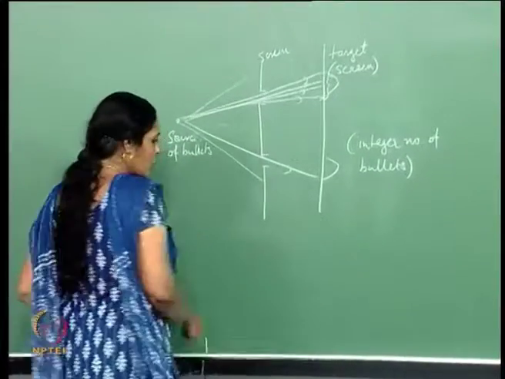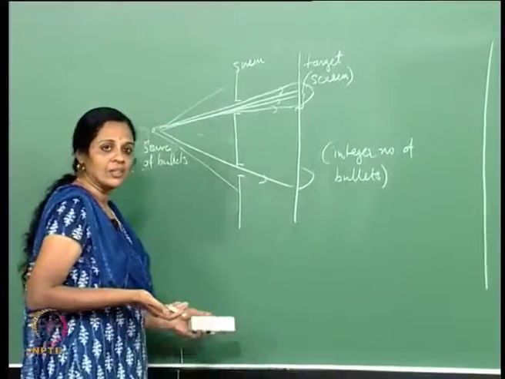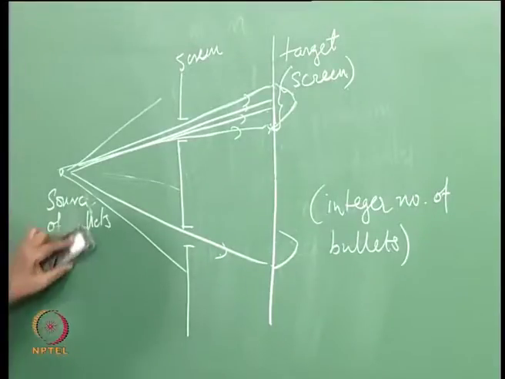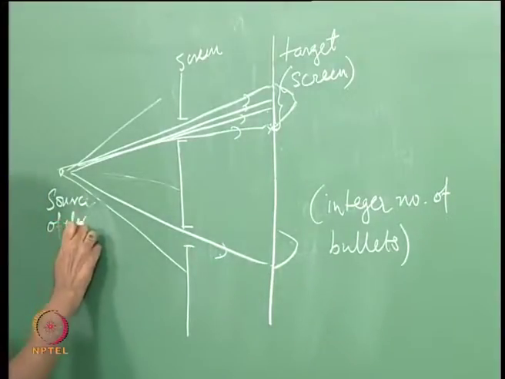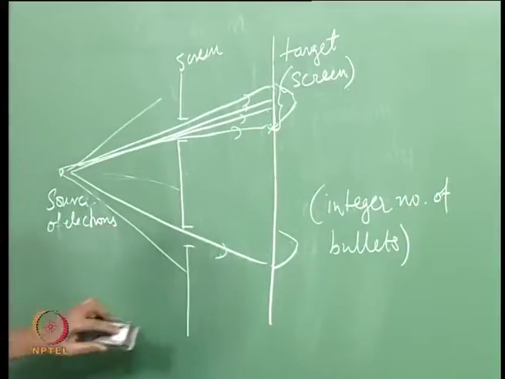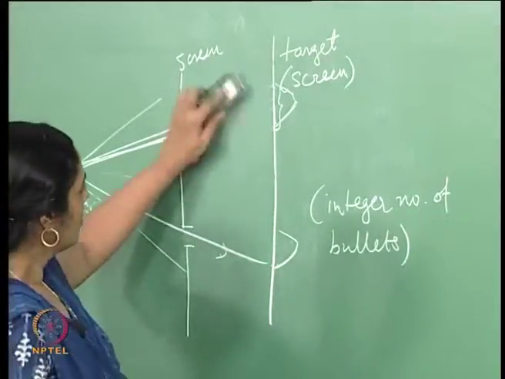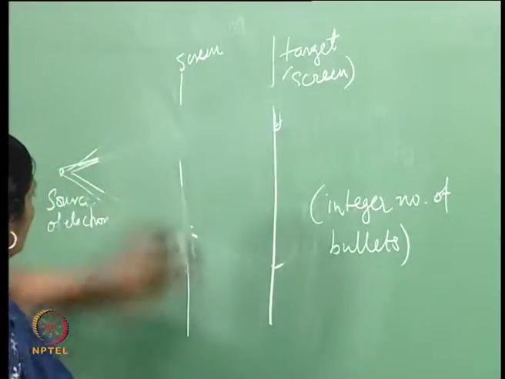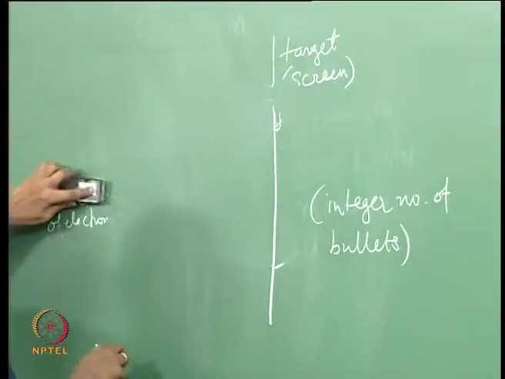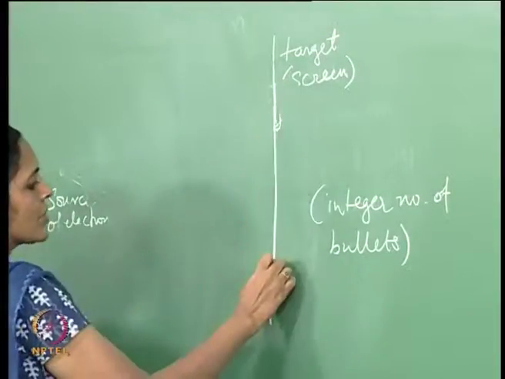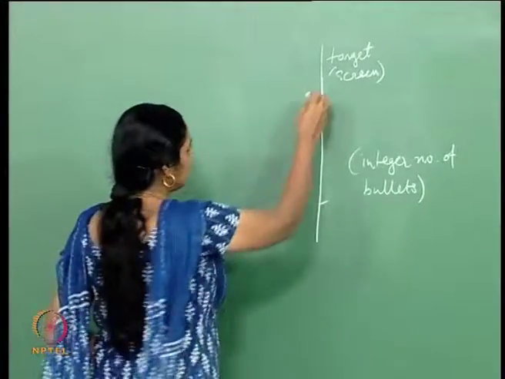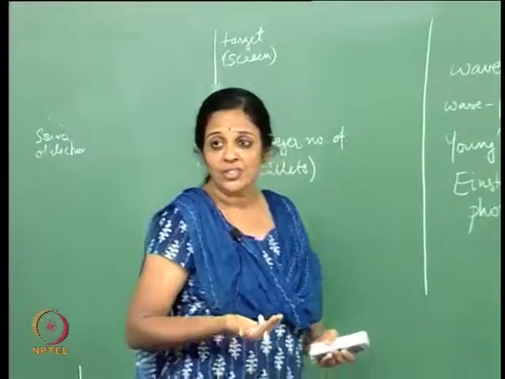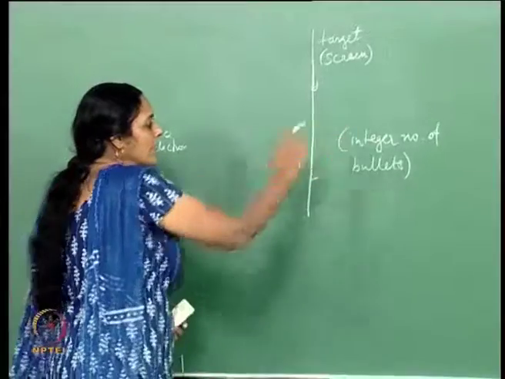Let us replace this source of bullets with an electron gun, so that we do a quantum experiment now. We start off with a source of electrons. Once more, we have a screen on which these electrons fall, and if we have detectors and count the number of electrons that reach the screen, we would count an integer number of electrons.